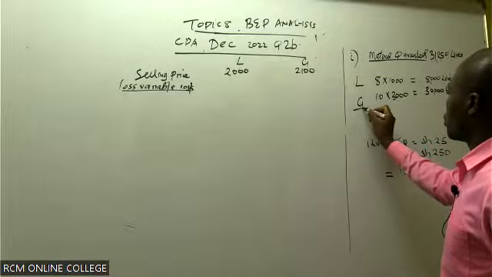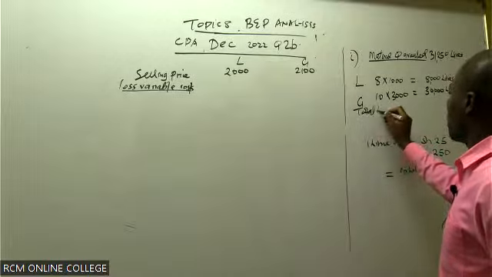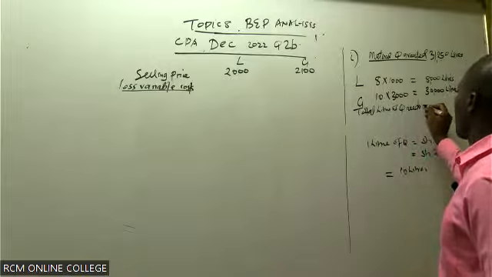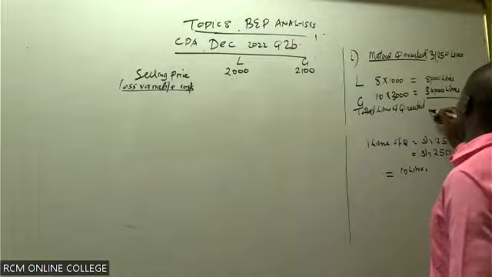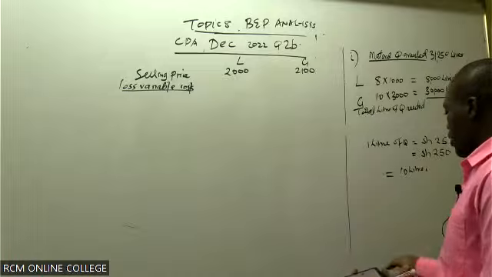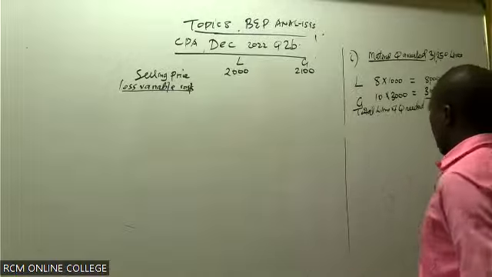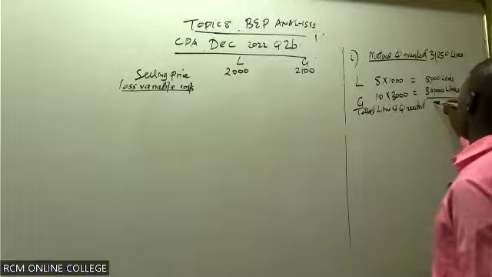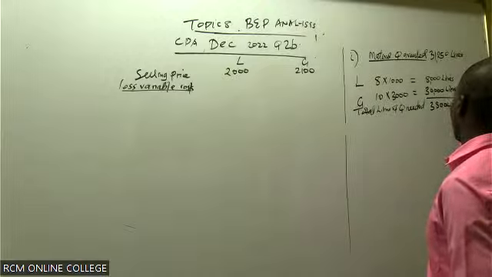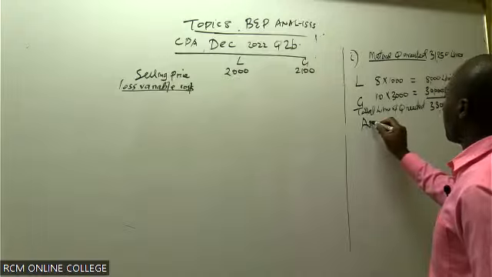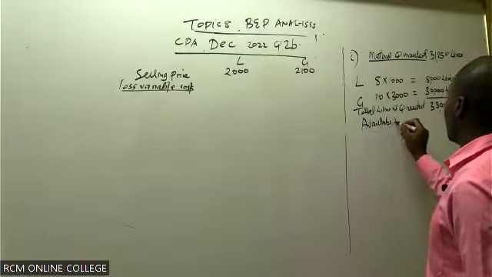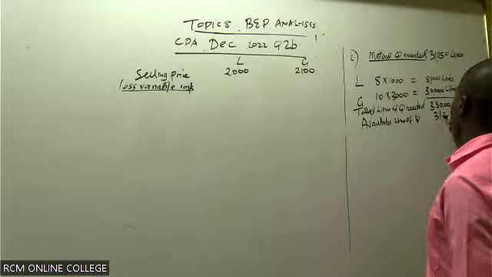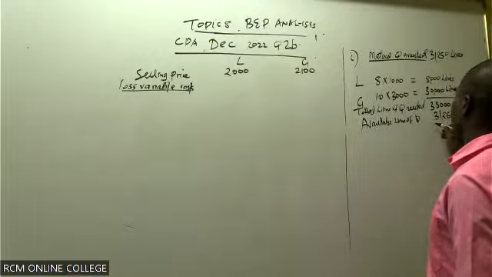Total liters of Q needed. How many liters of Q do they need? 38,000. Available liters of Q. How many were they given? 31,250. That's what the company can afford.